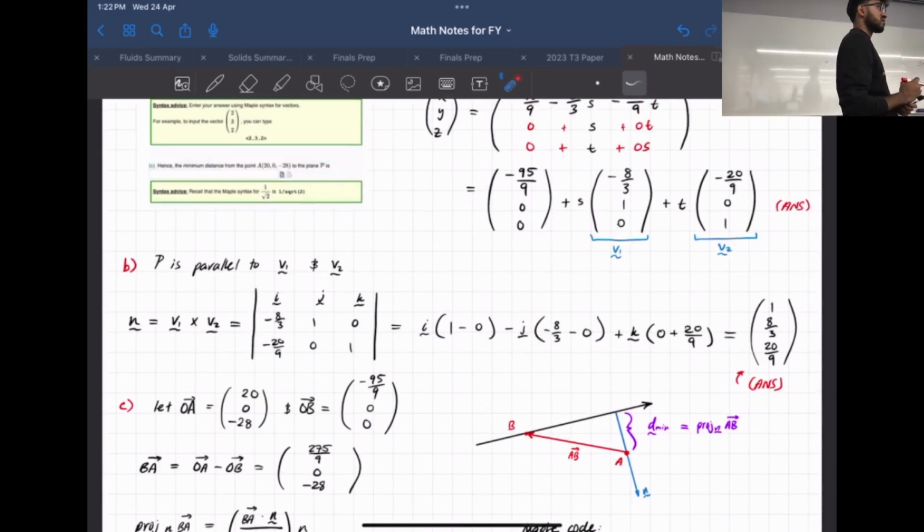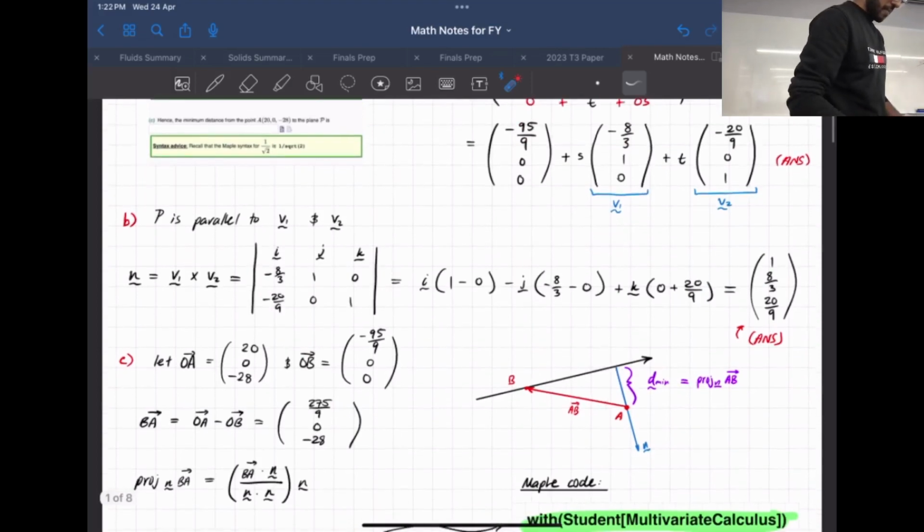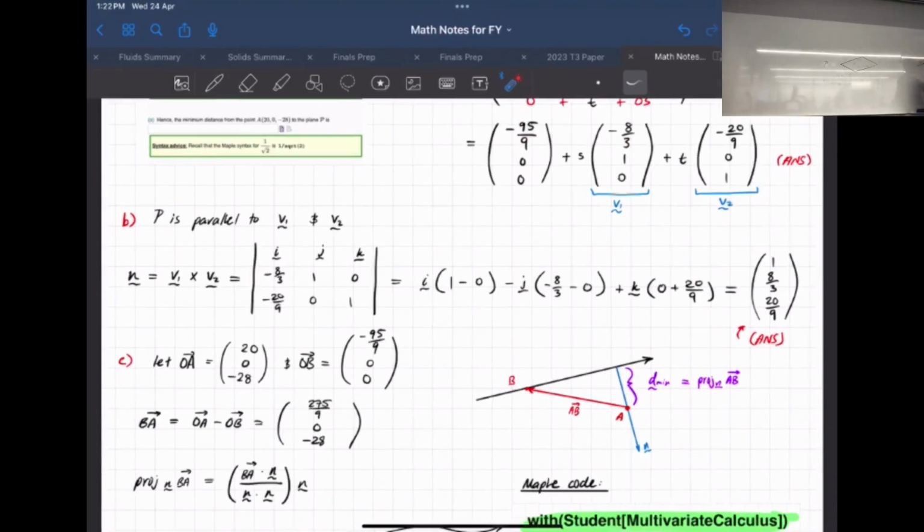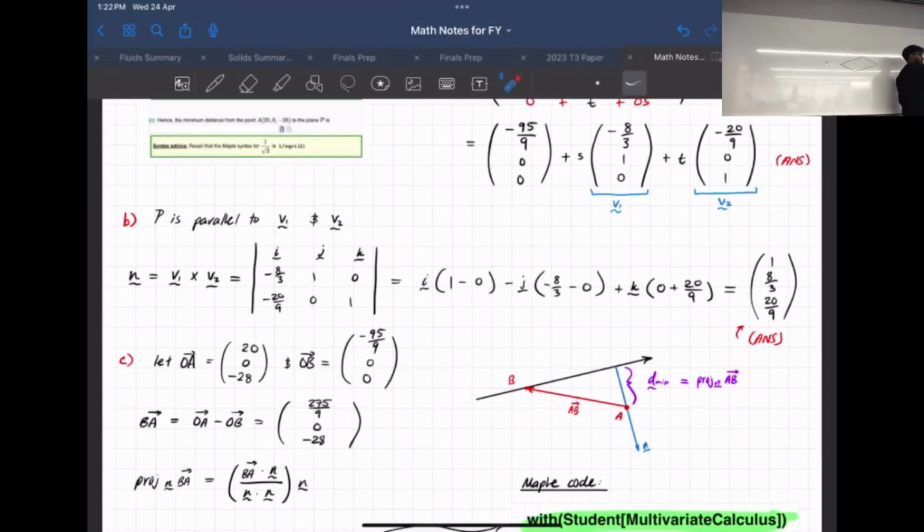The x-intercept? First, so negative 95 on 9, 0, 0. So this is the one that lies on the plane. Then we found our normal vector, n. You can put this wherever. It can be here, here. It doesn't really matter, as long as it's perpendicular to the plane.